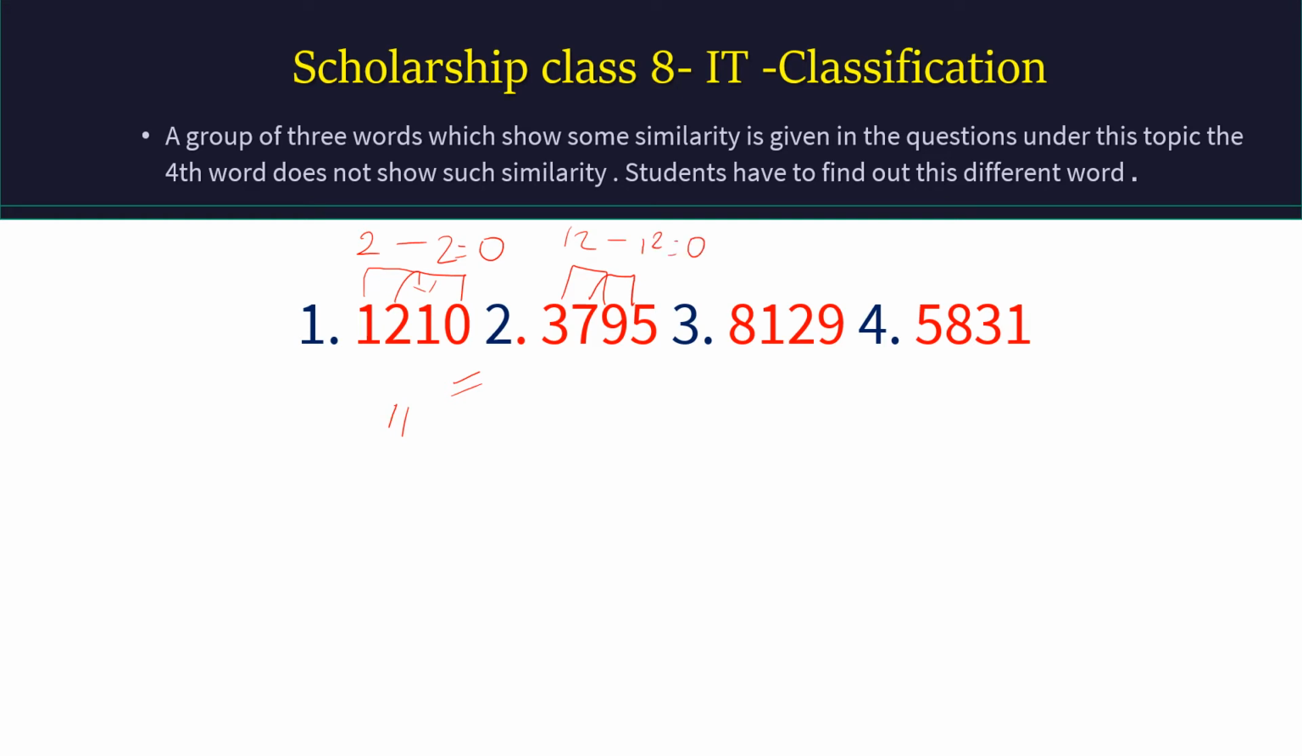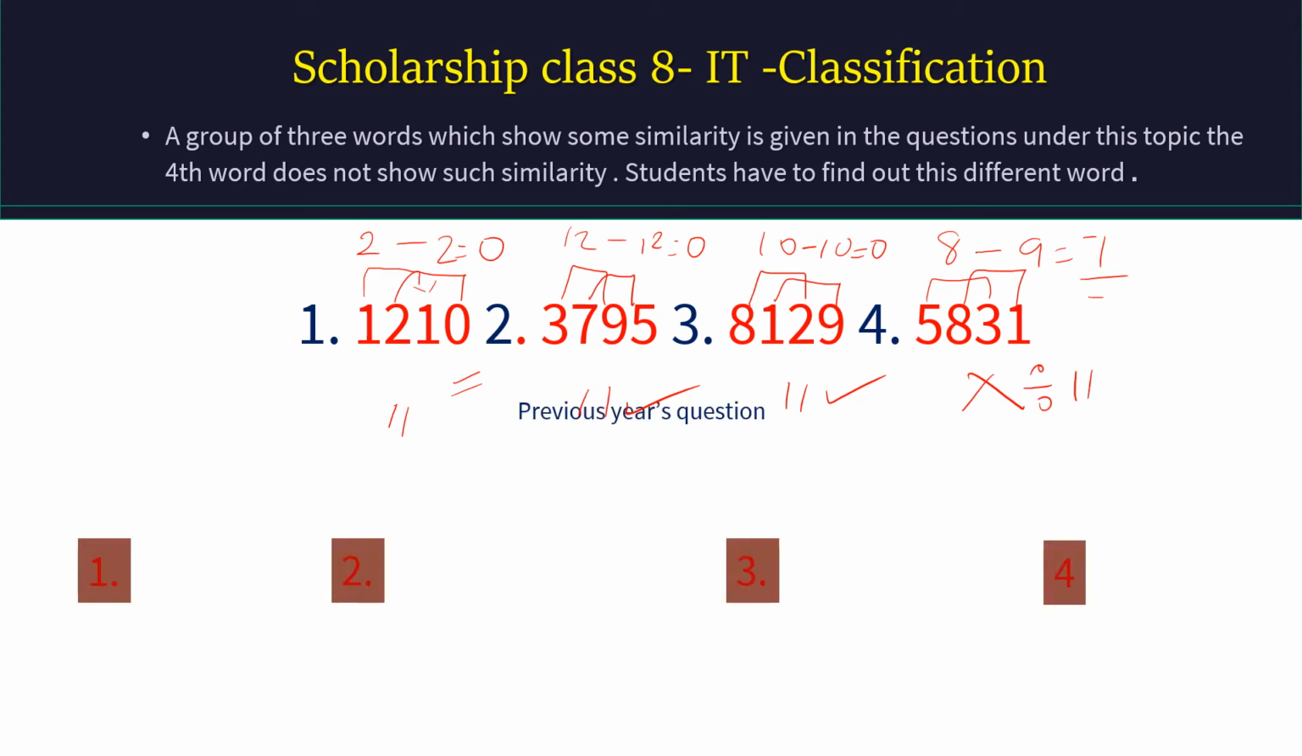equal to 0. 8 plus 2 is equal to 10, 1 plus 9 is equal to 10, 10 minus 10 is equal to 0. Here it is 5 plus 3 is equal to 8 and 8 plus 1 is equal to 9. The difference is minus 1. So this cannot be divided by 11. This can be divided by 11. This can be divided by 11. This cannot be divided by 11. Hence the answer can be the last one.